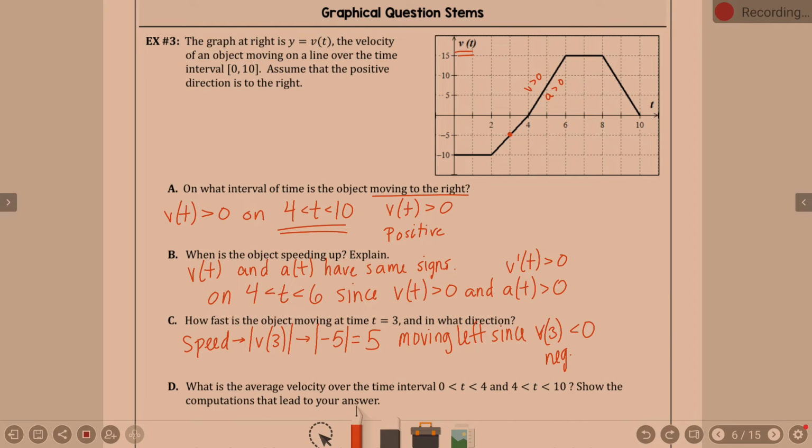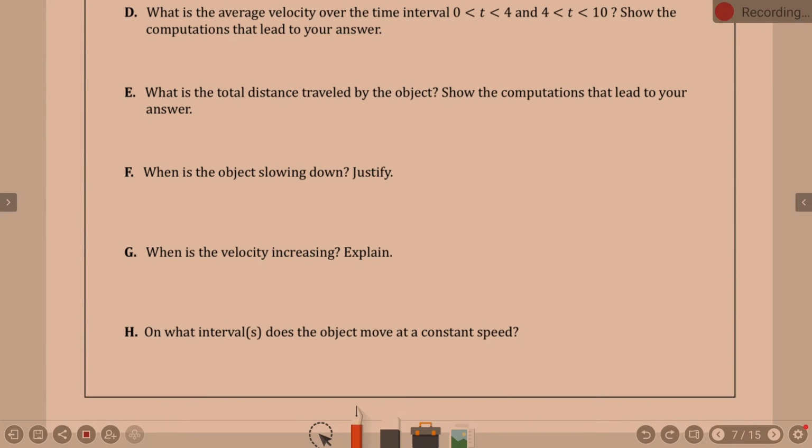Okay. Thoughts here? In order to do average velocity, we are going to talk about the area thing. Okay. We do average velocity. Officially, I think it's change in position over change in time, right?